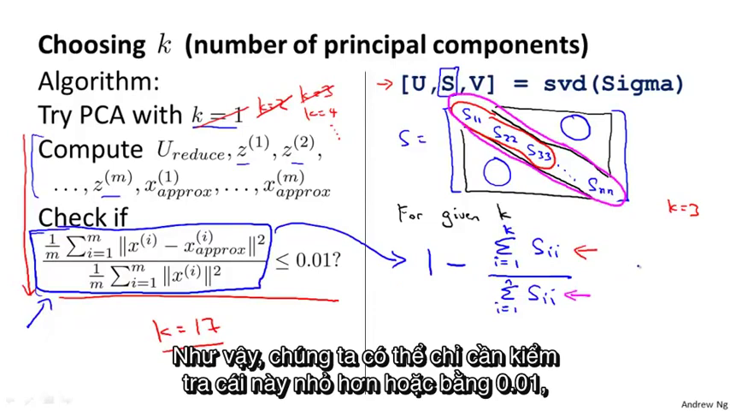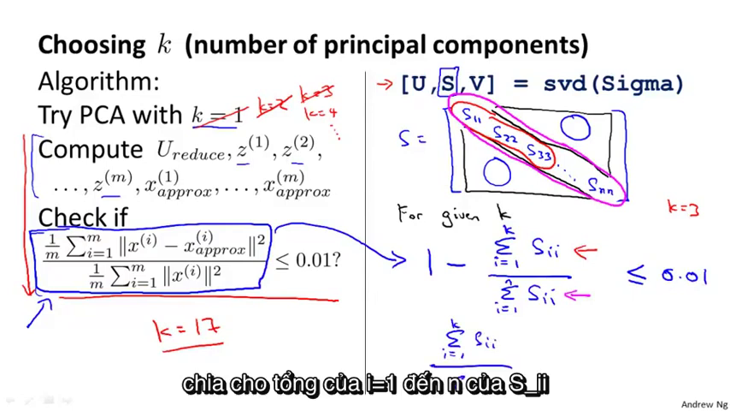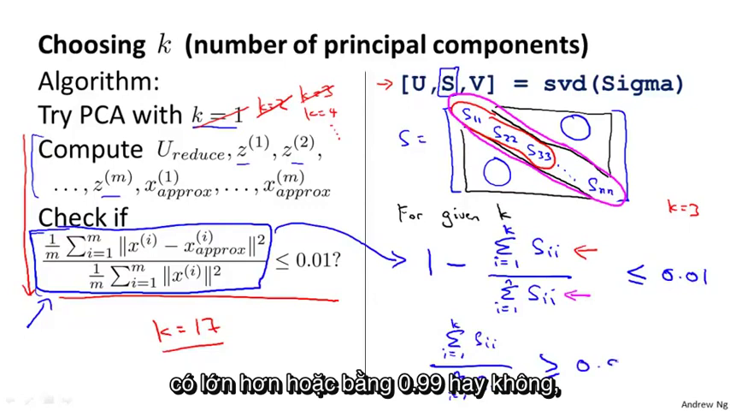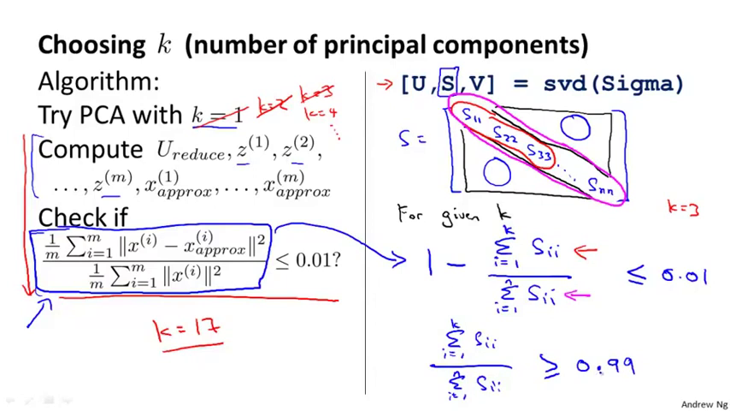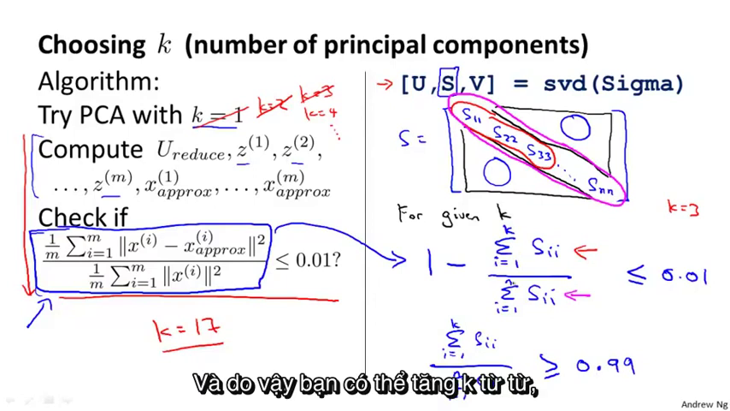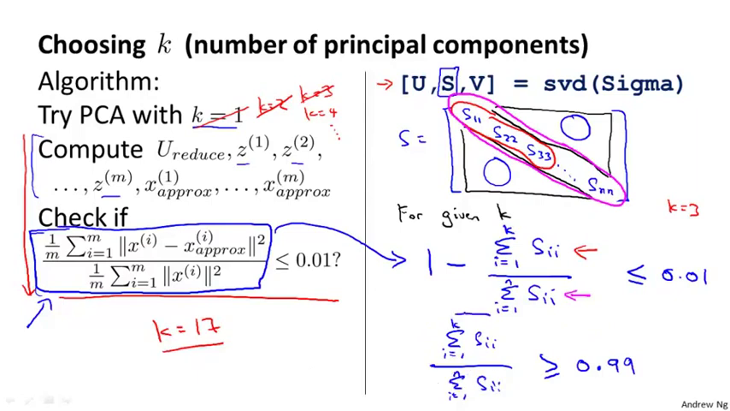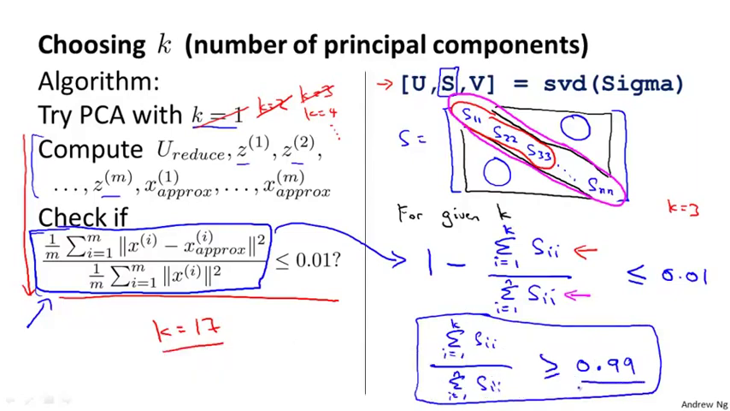So what we can do is test if this is less than or equal to 0.01, or equivalently test if the sum from i equals 1 through k of Sii divided by the sum from i equals 1 through n of Sii is greater than or equal to 0.99, if you want to make sure that 99% of the variance is retained. You can slowly increase k, set k equals 1, k equals 2, k equals 3, and so on, and test this quantity to see the smallest value of k that ensures that 99% of the variance is retained.